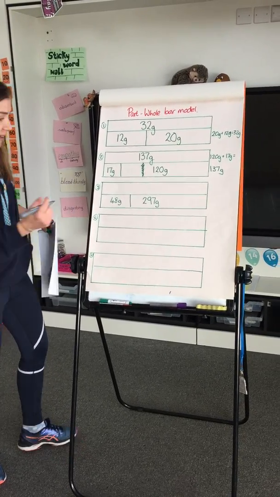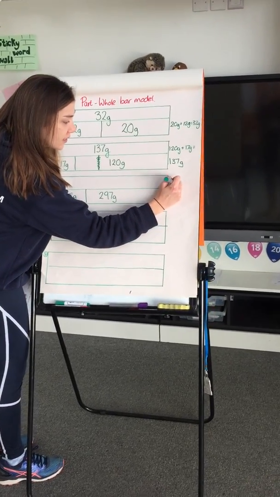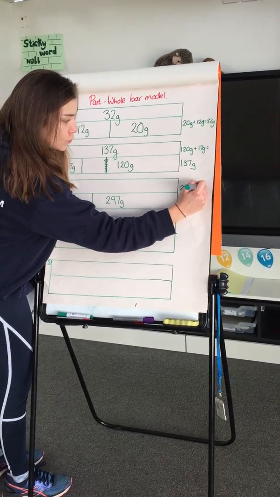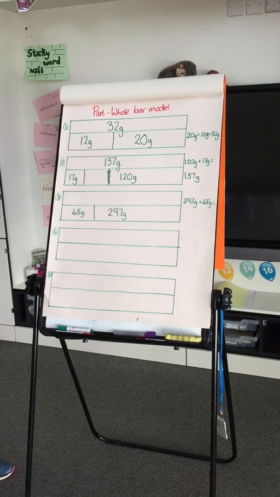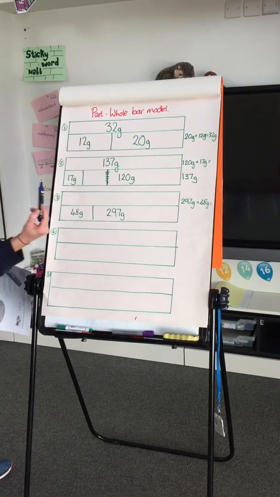What am I going to do to find out all together what they weigh? I'm of course going to add them together. 297 grams add 48 grams. Oh, I don't think I can do this in my head, so I'm going to have a go using the column method.